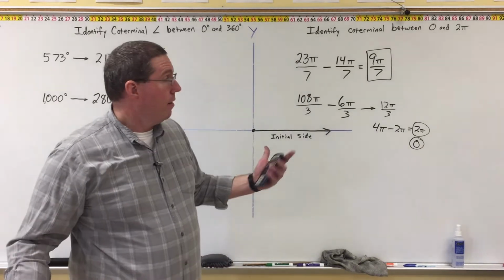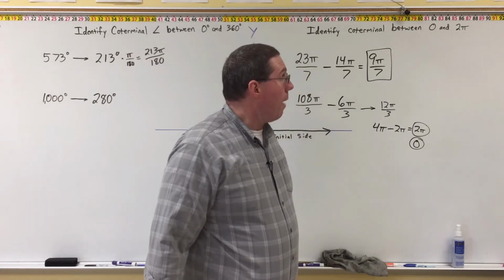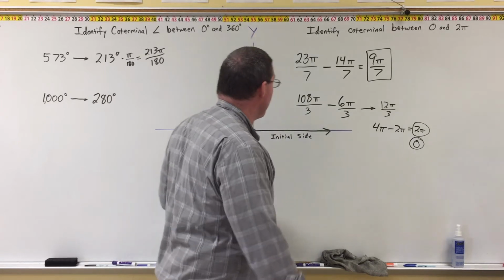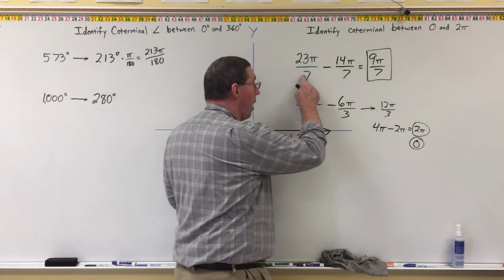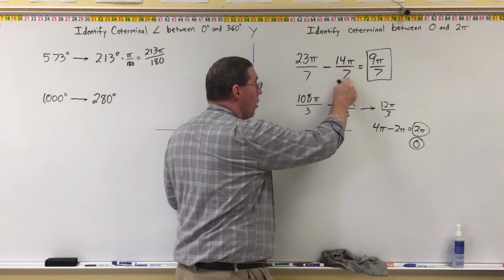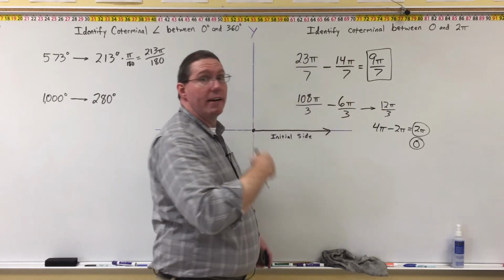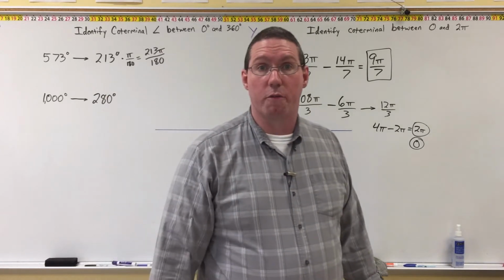I say between, but obviously 2 pi and 0 are not between 0 and 2 pi, so you'd have to give one of those two answers. But the idea here is this. The way I do it is I double the denominator, put it in the numerator with a pi over the denominator, and then I just begin subtracting 23 minus 14. If I needed to do another one, I would subtract 14 again.